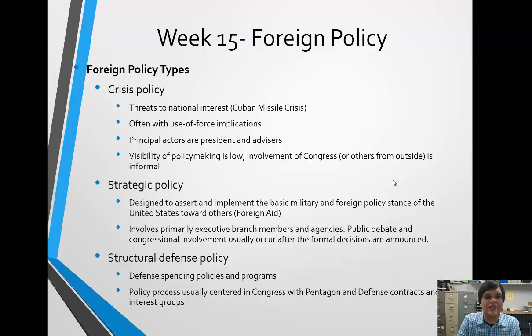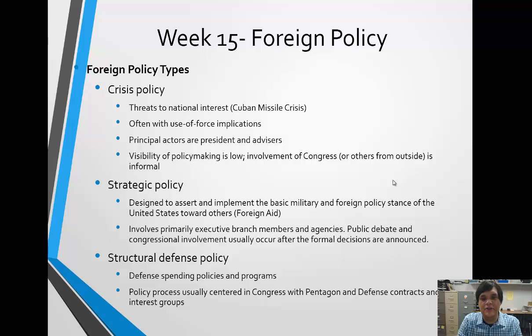We talked about a crisis policy, a strategic policy, and then the structural defense policy. Crisis policy types occur when there is a threat to national interest, an immediate and impactful threat. The example that I gave was the Cuban Missile Crisis. You can also think of 9/11 or maybe Iraq's invasion of Kuwait. Those are all crises that have occurred in the realm of U.S. foreign policy.